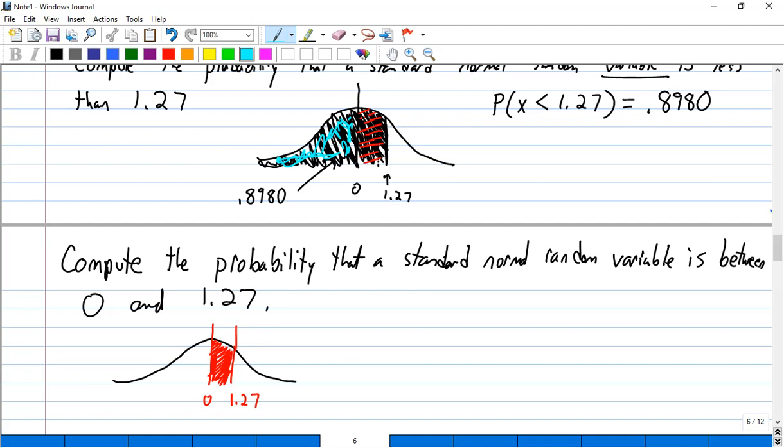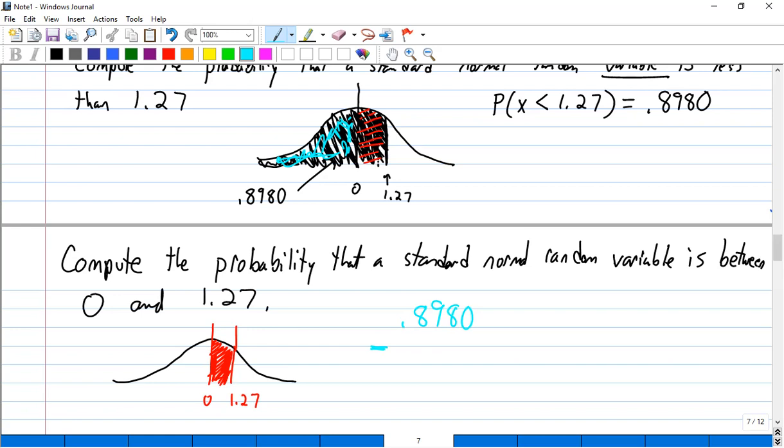So here's what you always want to do if you're finding the area between two, and these are really z values. If you want to find the area between two z values, here's what you always do. You take the area of the one furthest to the right. We already know what that is, right? What was the area of the one furthest to the right? 0.8980, minus the area of the one farthest to the left.